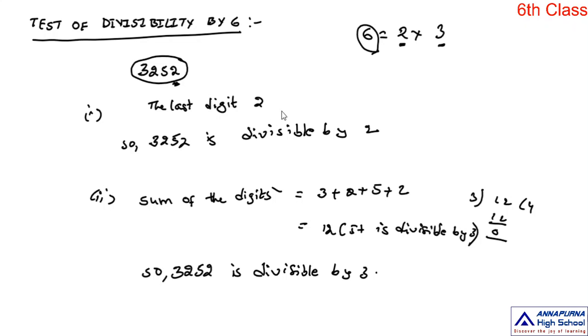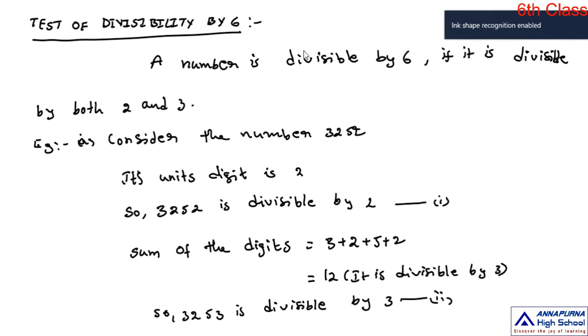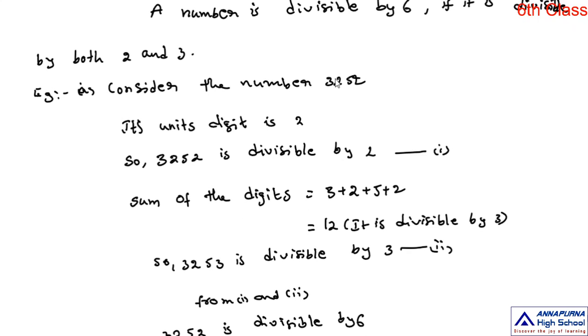3252 is divisible by 3 and 2. Hence the given number is also divisible by 6. A number is divisible by 6 if it is divisible by both 2 and 3. Here consider the number 3252. It is divisible by 2 and 3. The given number is also divisible by 6.